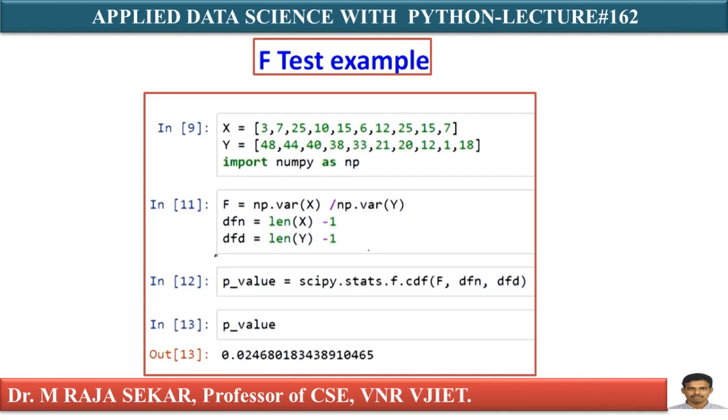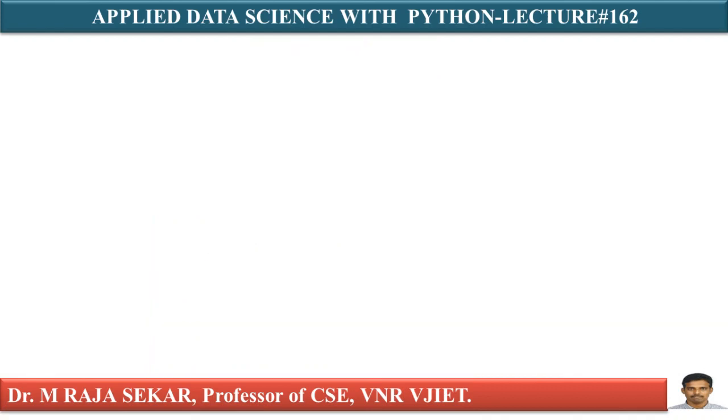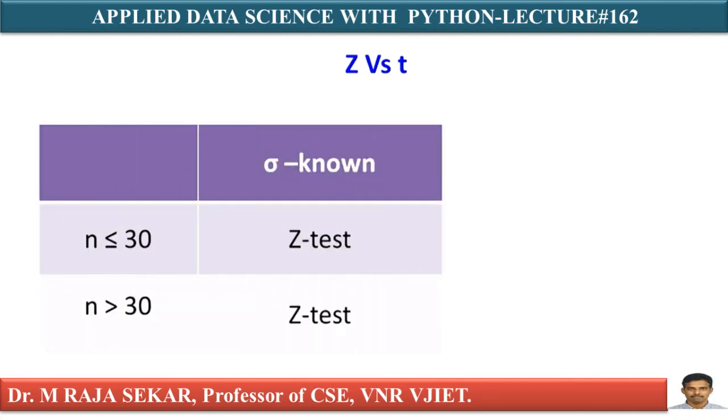Many students may have doubt about when to go for Z-test and when to go for T-test. Just observe this particular table. Whenever sigma is known, that is, the population standard deviation is known, you should go for Z-test. Whenever sigma is known, you need not bother about the sample size, whether it is greater than 30 or less than or equal to 30; just go for Z-test.